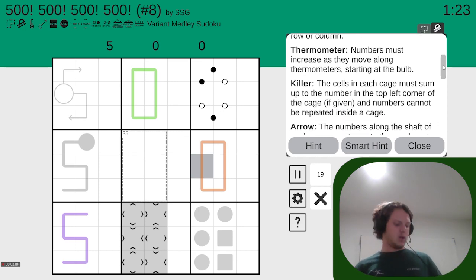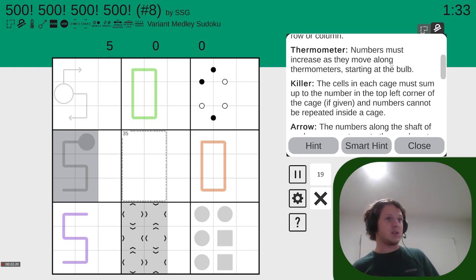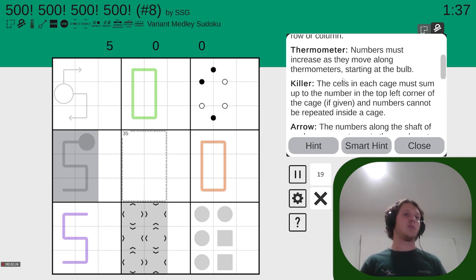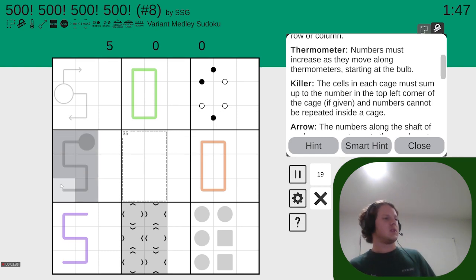The thermometer, which we have seen before as well in episodes 1 and 6, is this grey thing over here, which means the numbers must increase as they move along the thermometer, starting at the bulb. So this number has to be lower than that, which has to be lower than that, which has to be lower than that, and around. There are a few properties about that which we already know, but we'll get to that later when we're solving.